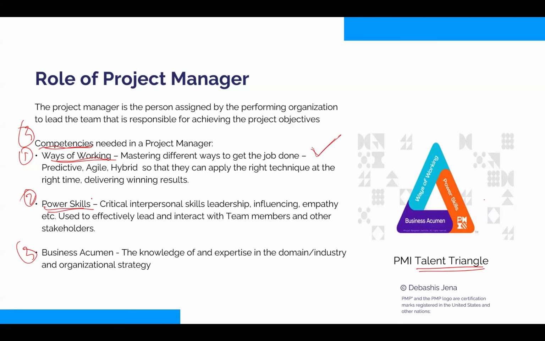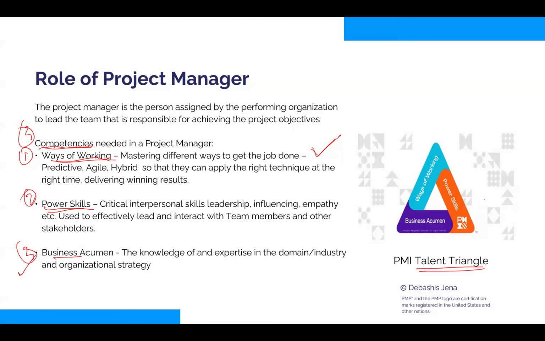Power skills. We call these interpersonal skills also. Skills like leadership, communication, negotiation, influencing, empathy, emotional intelligence. There's a long, long list. These are termed interpersonal skills. I'm sure you would agree a PM should have good power skills. You need these to effectively lead the team and to interact with stakeholders. Your ways of working won't help there. Without these, a PM won't be effective on the job.